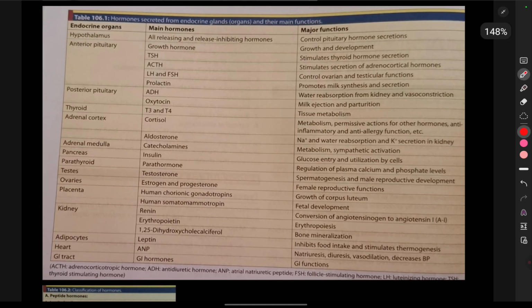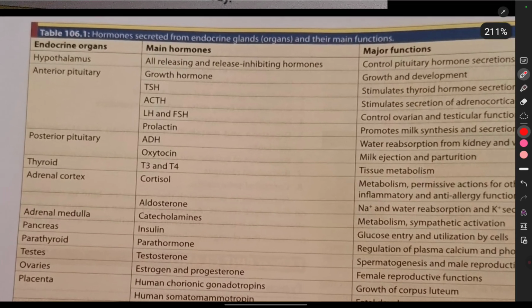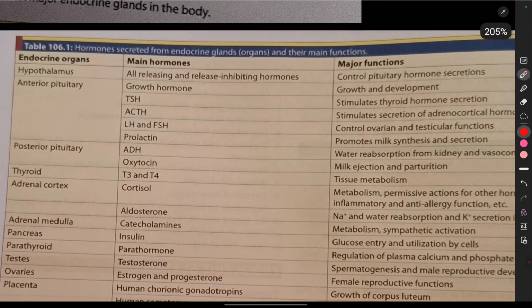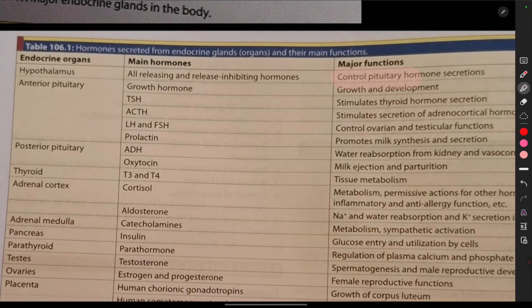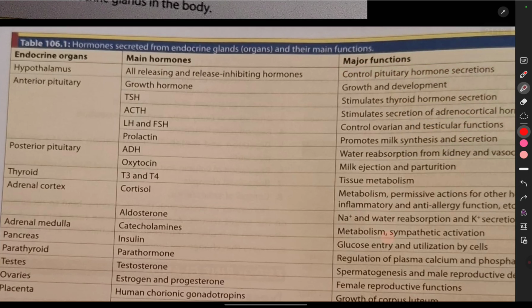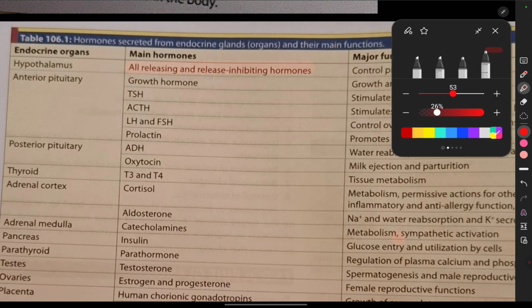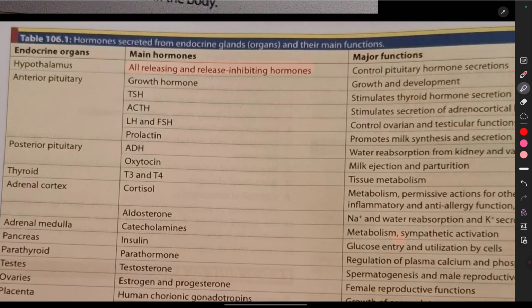So now let us see what the main hormones are and what the functions of those hormones are. I need to reduce the size of this. Perfect. We have the hypothalamus, with all the releasing and release inhibiting hormones. Stimulating hormones or inhibitory hormones are responsible for this, and they control pituitary hormone secretion. The hypothalamus controls the release of the pituitary hormones.